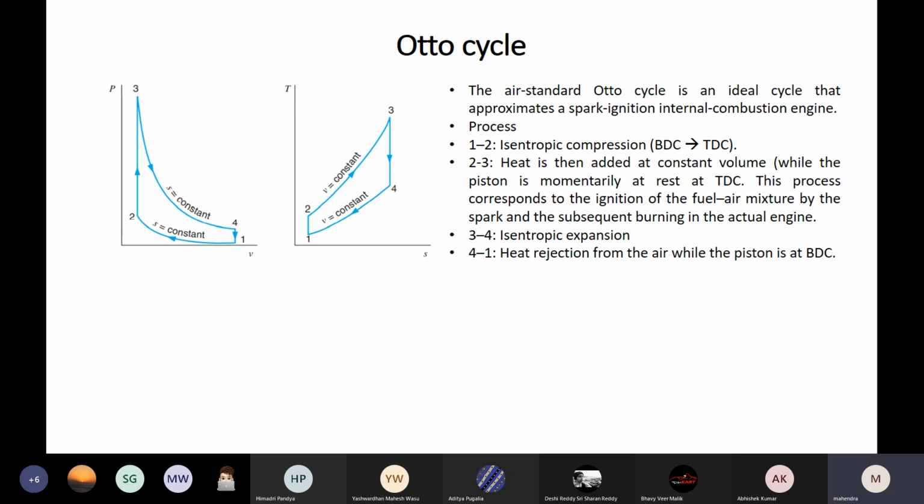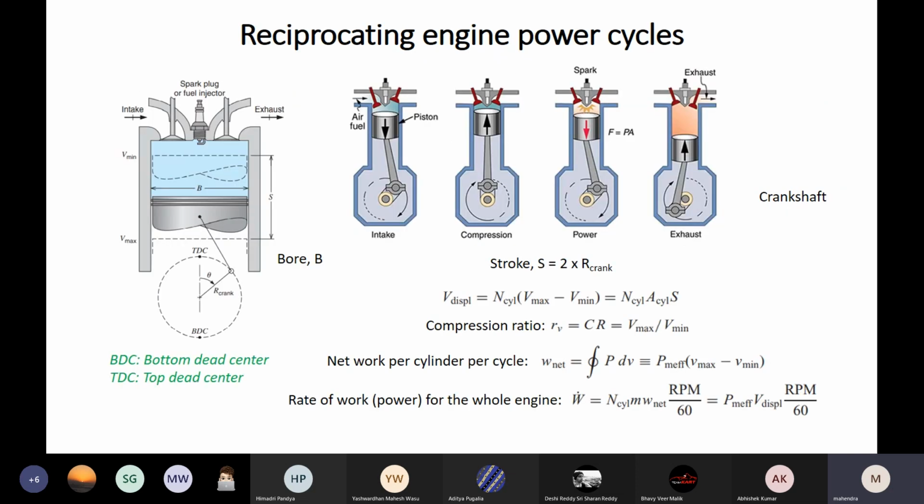Constant volume heat addition, 3 to 4 isentropic expansion, and 4 to 1 constant volume heat rejection. So these are the four processes. Don't think that these four processes are happening over here. Those processes are happening in these two strokes only. This part as well as this part we are not considering in the cycle.